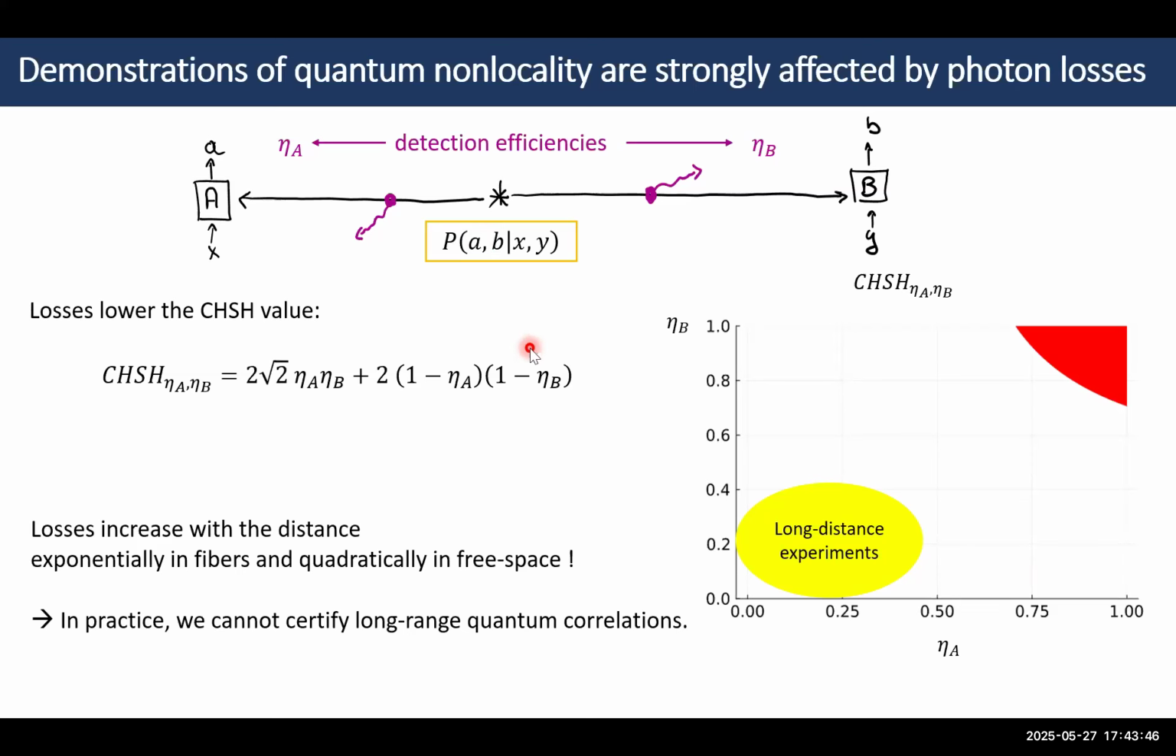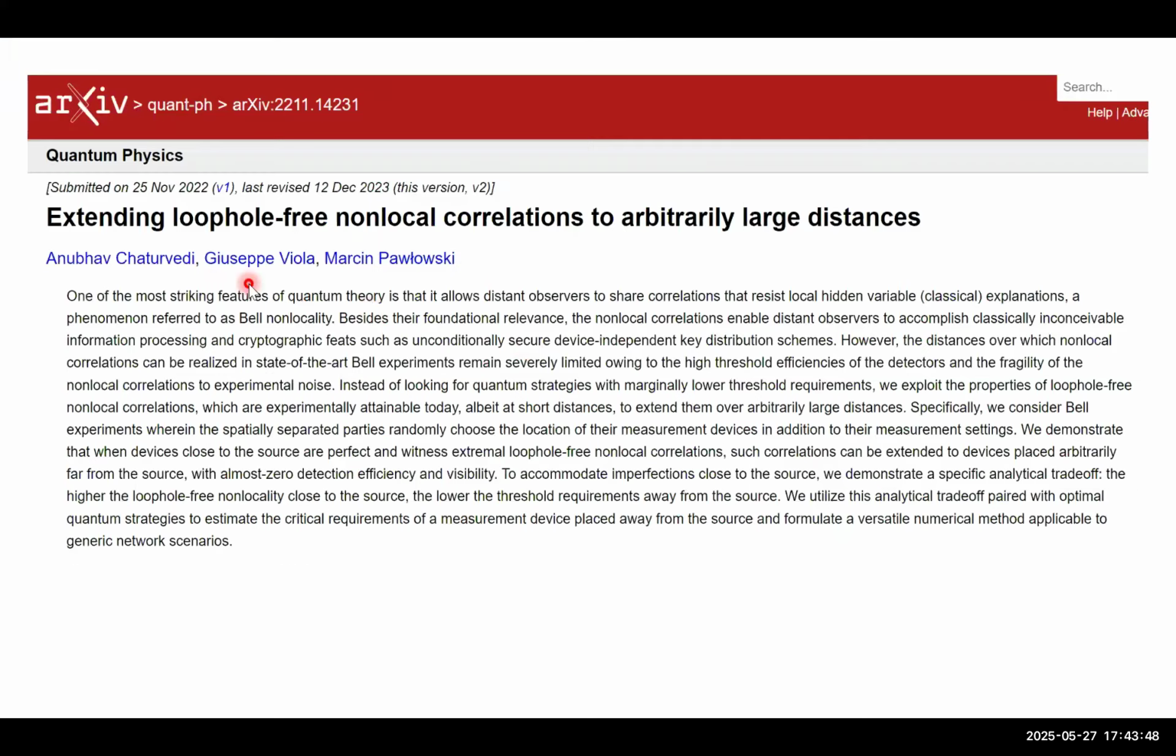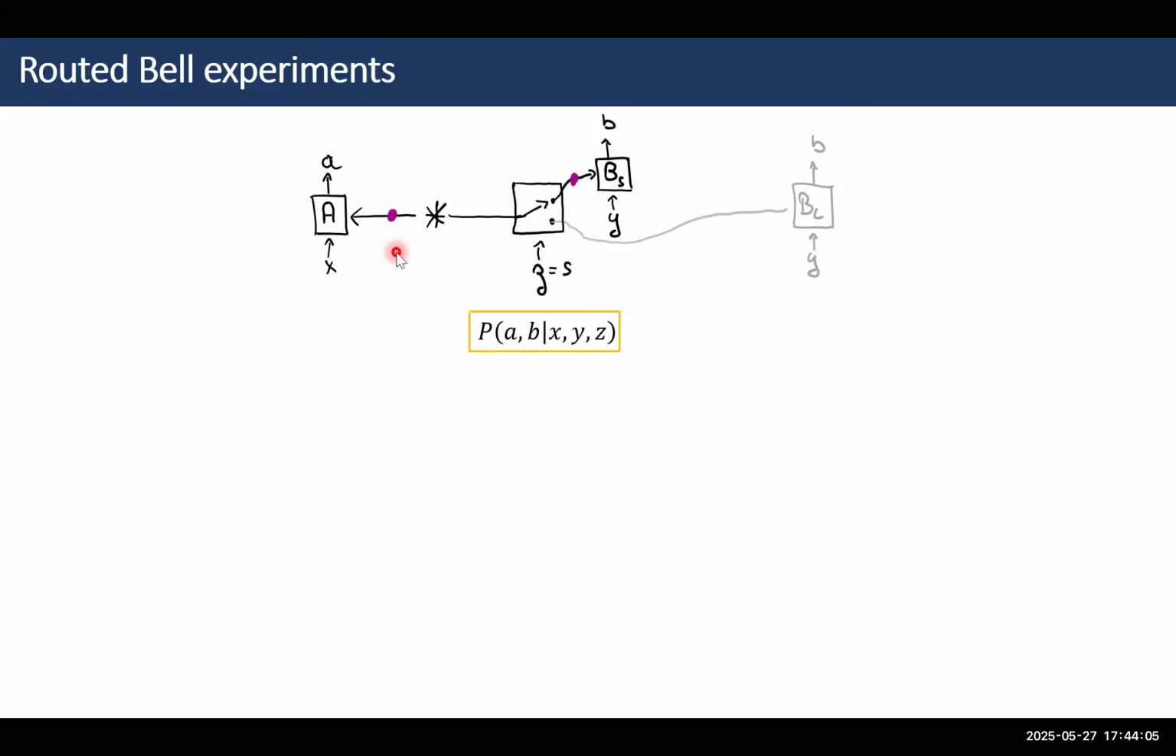And so 2 years ago, there was a paper by Chaturvedi, Viola, and Pawłowski, who introduced an idea which they claim could solve this problem of photon losses. And so their idea is what I now call a rooted Bell experiment. Okay, they did not introduce this terminology, but this is how I call their proposal. So what are rooted Bell experiments?